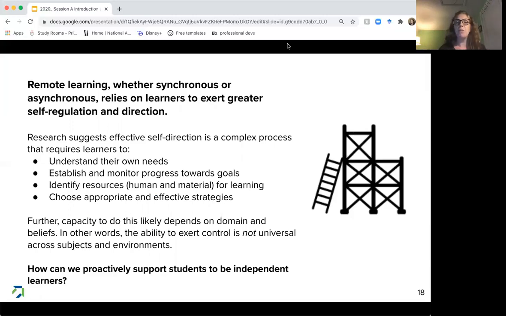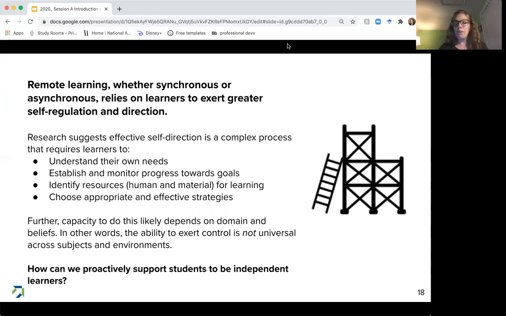So the big takeaway here is remote learning, whether synchronous or asynchronous, whether we like it or not as educators, relies on learners to exert much greater self-regulation and direction. The research suggests that self-direction is a complex process that requires understanding our needs and establishing and monitoring our progress towards the goals we set. It requires wayfinding and identifying resources, both the people, but the material resources that we need for learning. We have to learn to plug in our computers, for example. And we have to also choose appropriate and effective strategies for us as learners.